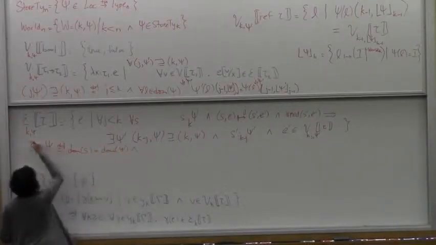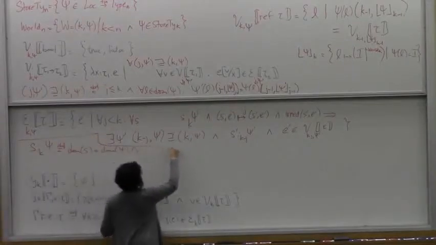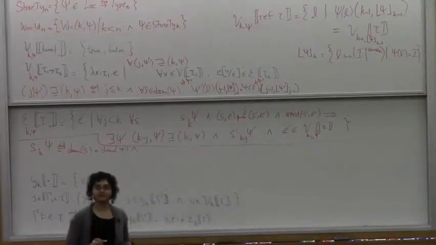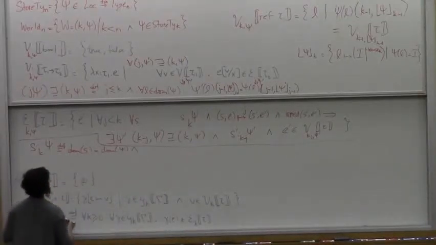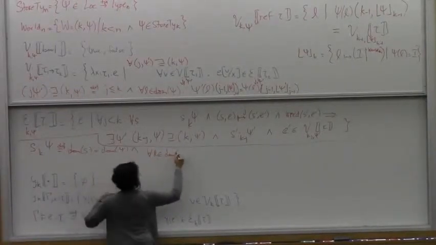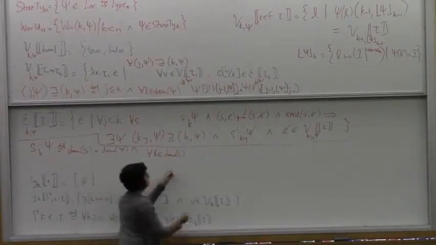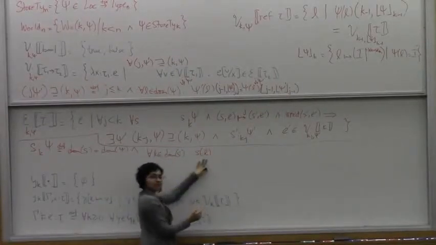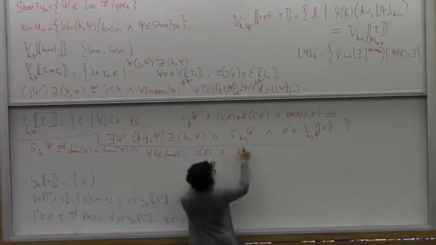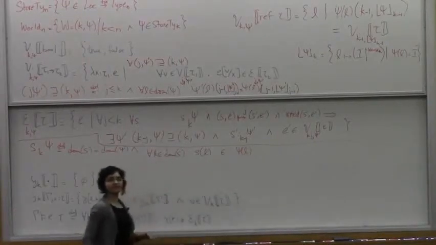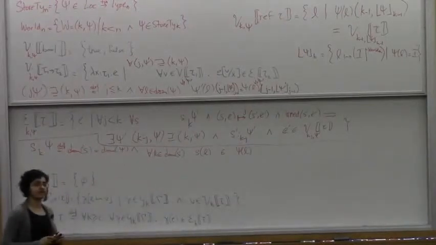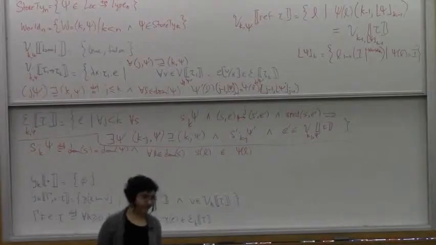Exactly. So for all of the locations in the domain of either S or psi, it doesn't matter, we want to make sure that the values stored in the store, S of L, look like the thing that psi says they should look like, right? So this is telling us what the type should be, and this is the value. So all of the values in the store better have the type that psi says they should have. Only we're going to need to approximate a little bit, right?